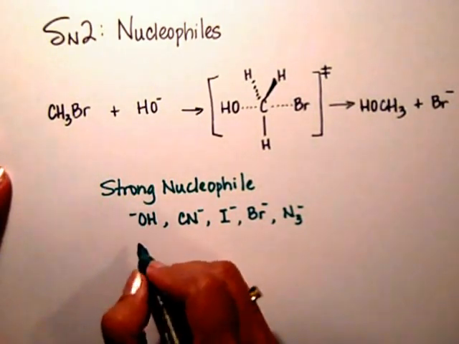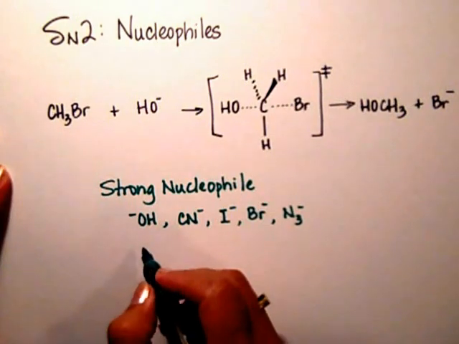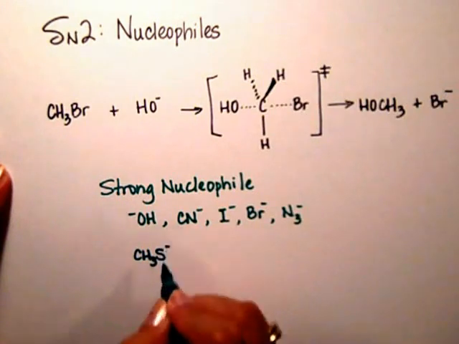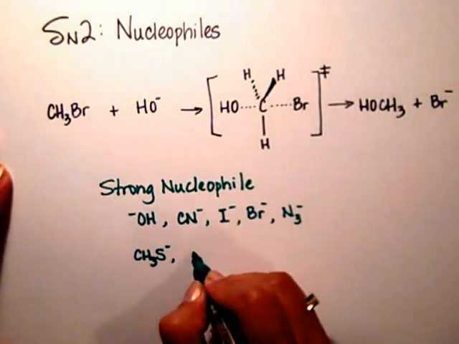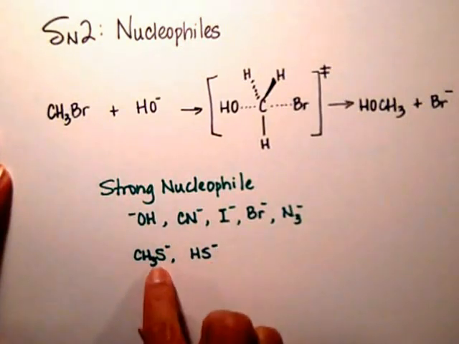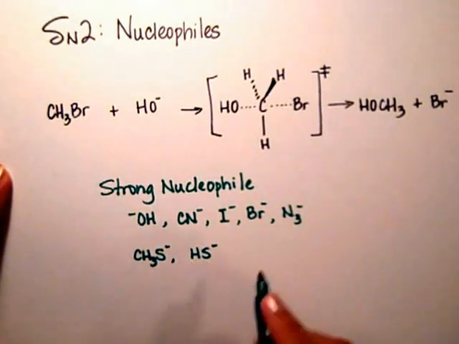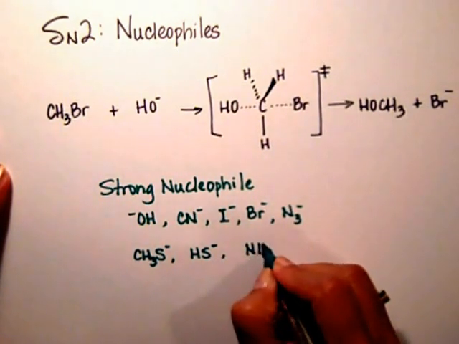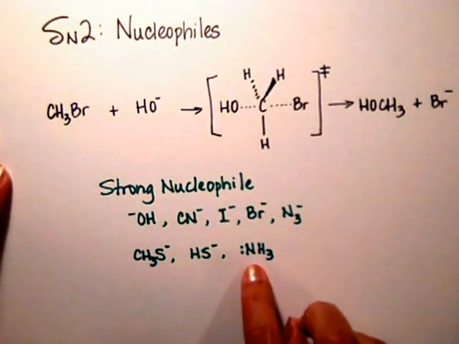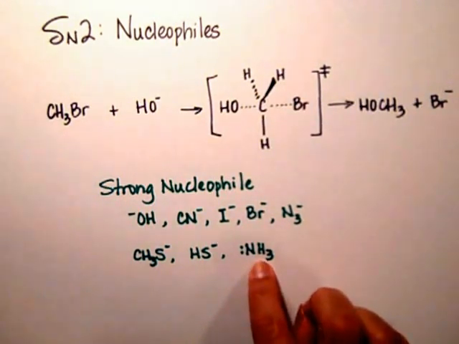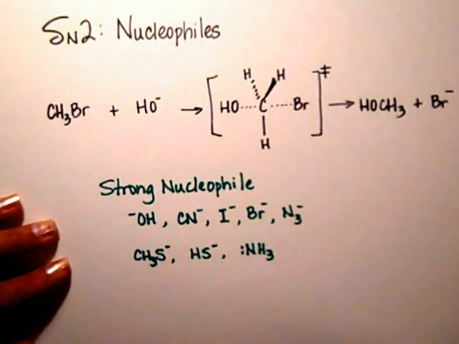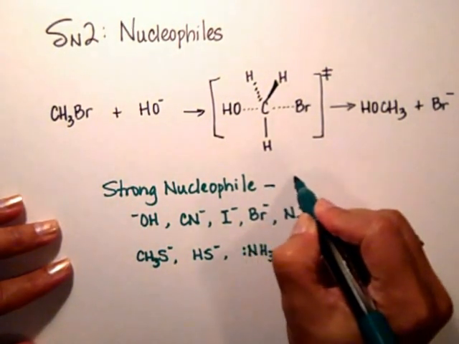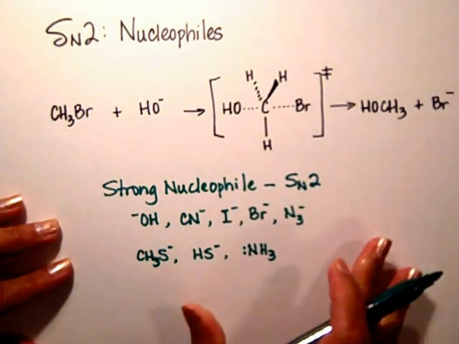We also have sulfur, and the sulfur, to be a good nucleophile, it does not need to be negatively charged. It helps, but it doesn't need to be negatively charged. So you can have the sulfur with a methyl attached to it or a hydrogen attached to it. And then we have a nucleophile that's a strong nucleophile even though it does not have a negative charge, and that is ammonia. So ammonia is a strong nucleophile even though it doesn't have a negative charge. The rest of our nucleophiles, they all have a negative charge. So I need a strong nucleophile for an SN2 reaction to be able to happen.